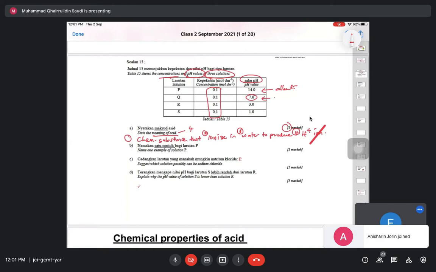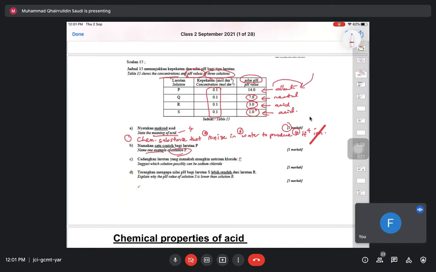Solution Q, neutral. Solution R, acid. Solution S, acid as well. Okay, now question B asks you to name one example of solution P. So we already know that solution P is an alkali, so you just have to write down one example of alkali solution that you know.